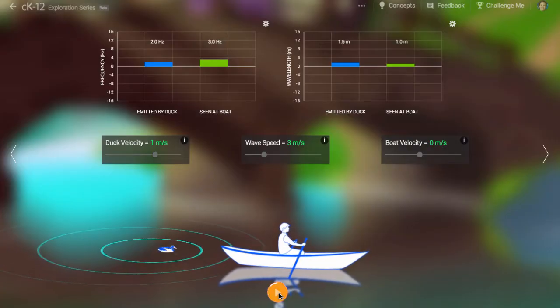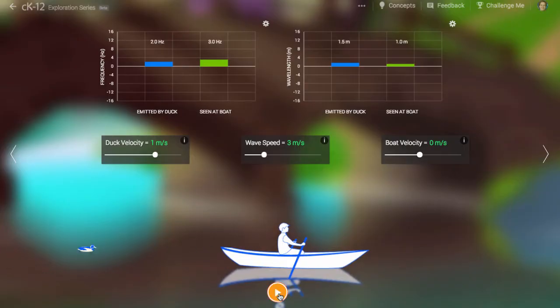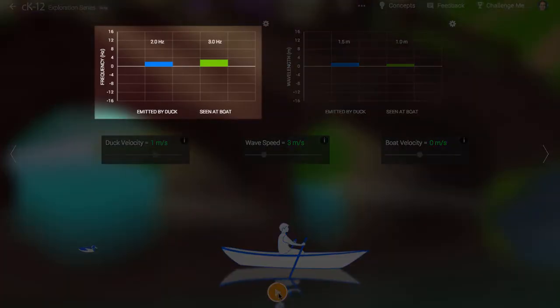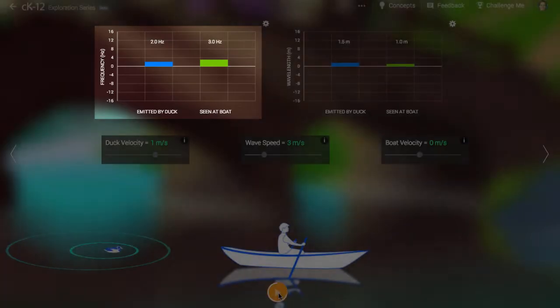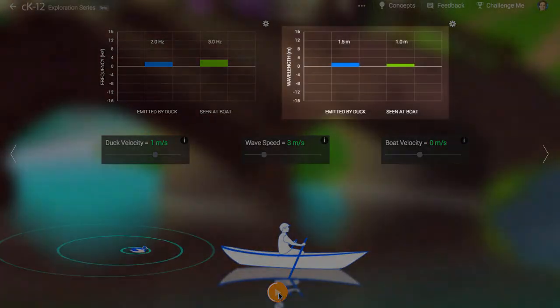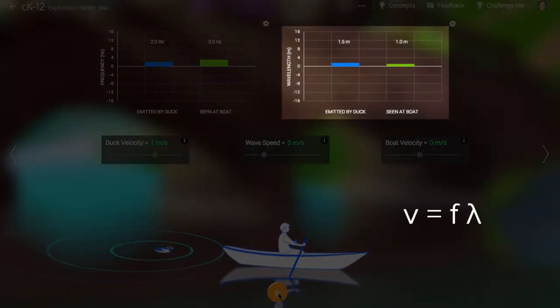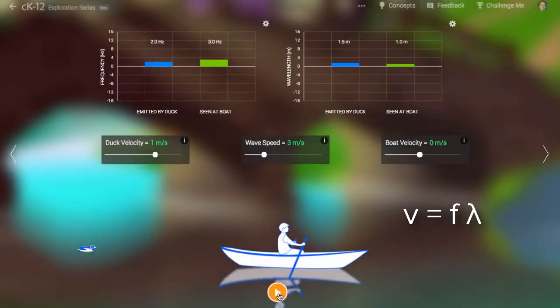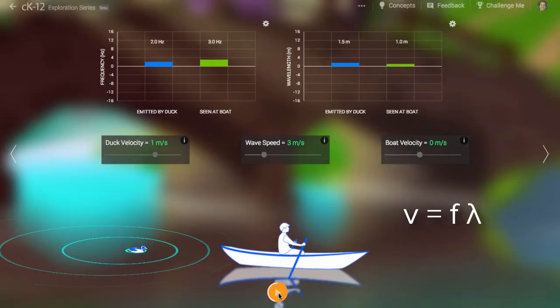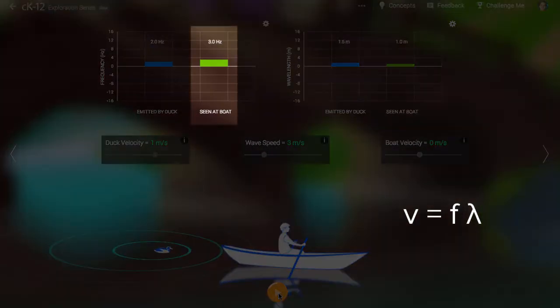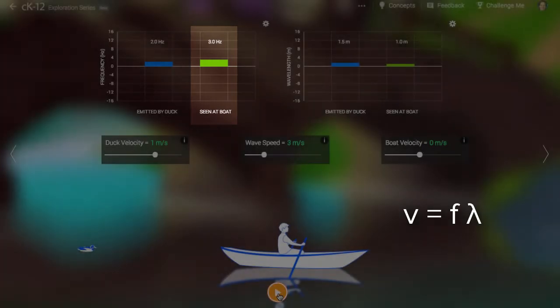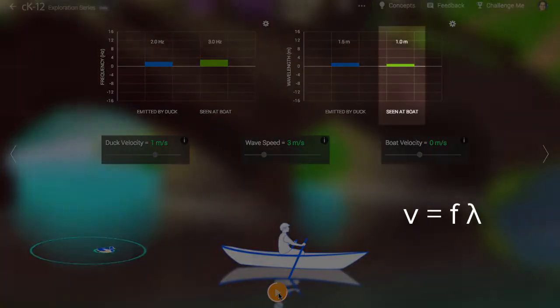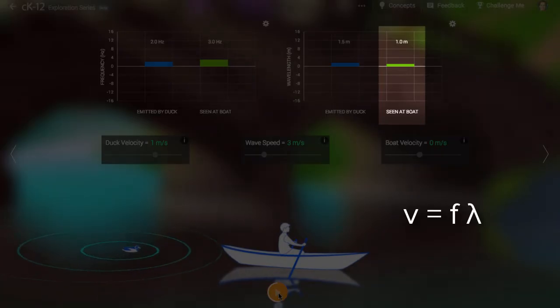Because the duck is moving towards the boat, the boater sees the water waves bunched up and measures a higher frequency and lower wavelength. The product of wavelength and frequency, the wave speed, stays the same. This is known as the wave speed equation. As you can see, if the frequency of the wave seen by the boater is higher, the wavelength must be shorter so that the wave speed is the same.